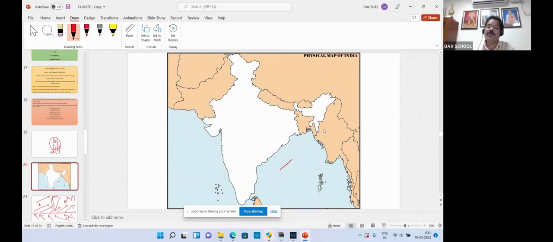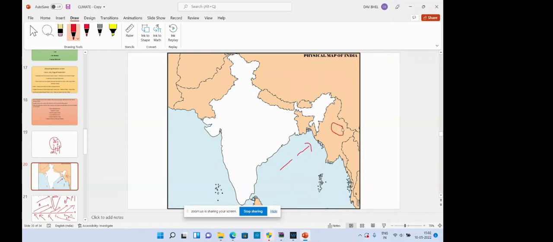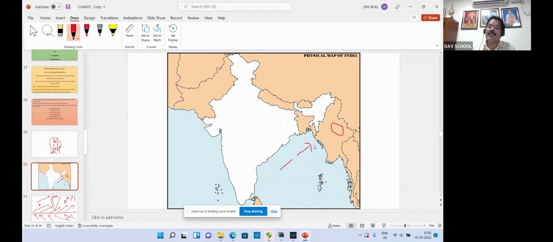The Bay of Bengal branch is going towards Myanmar, because here also one low pressure area is formed. In the middle of Myanmar also one low pressure area is formed. So these winds are directed towards Myanmar. But along the Myanmar coast, one mountain is there. What is that mountain called?